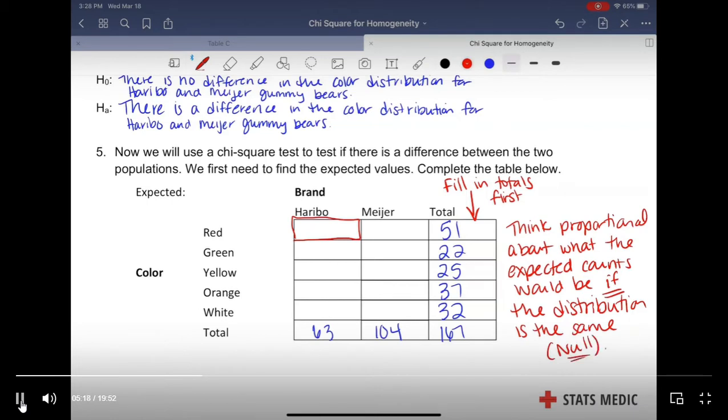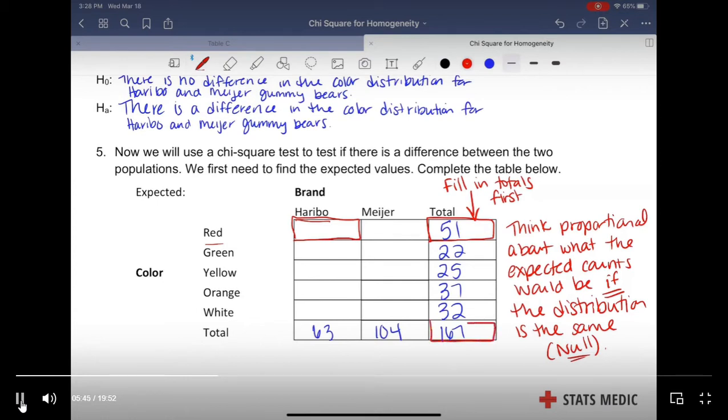So in our null hypothesis, we said the color distribution is the same for Haribo and Meyer gummy bears, and the alternative is we're trying to show a difference. So let's think about it this way. If it was the same for both, for the red Haribo gummy bears, what if we piled everything together? How many reds were there total? Well, there were 51 red total when you combined both types of gummy bears.